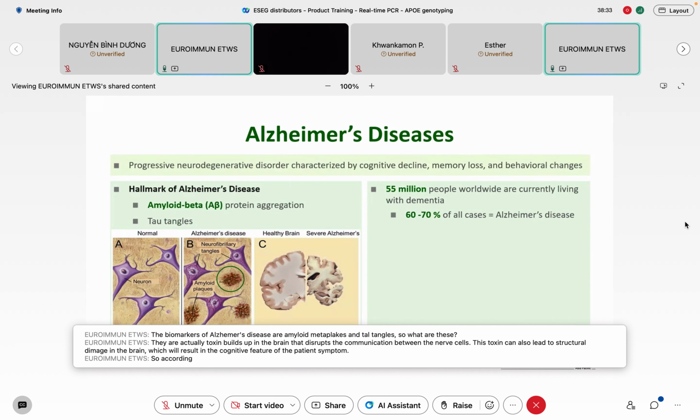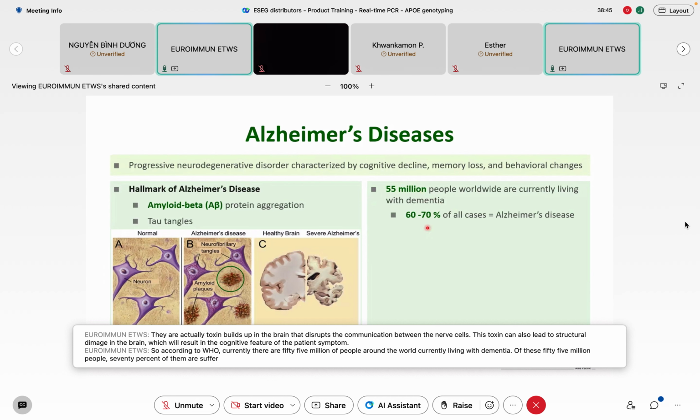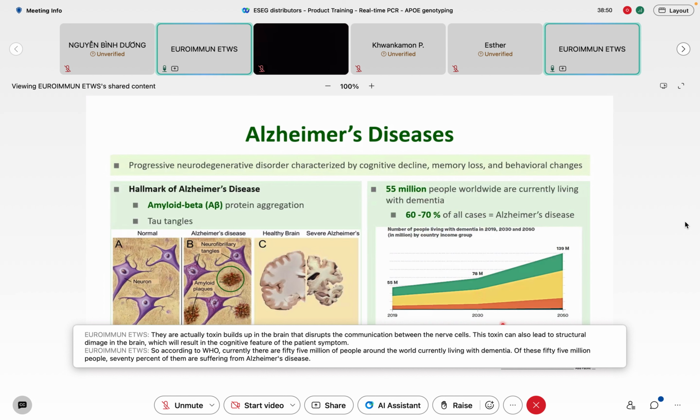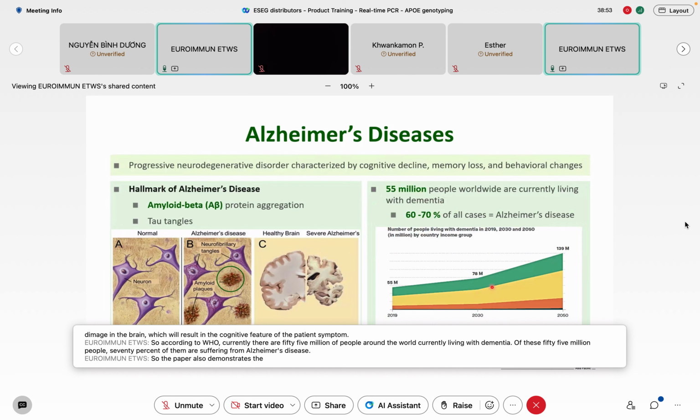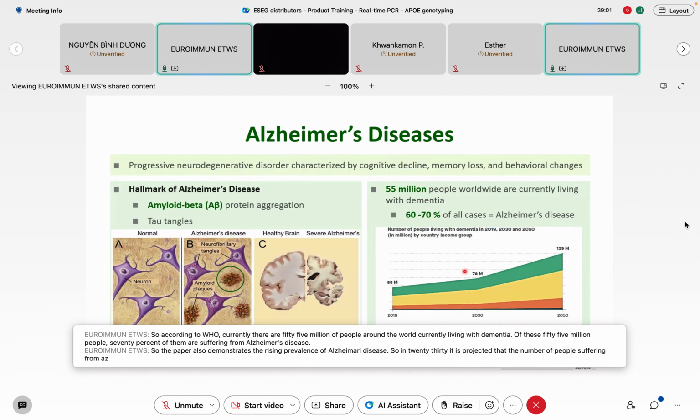According to WHO, currently there are 55 million people around the world living with dementia. Of these 55 million people, 70% of them are suffering from Alzheimer's disease. The paper also demonstrates the rising prevalence of Alzheimer's disease. In 2030, it is projected that the number of people suffering from Alzheimer's disease will be about 78 million. The number will continue rising to 139 million by the year 2050.